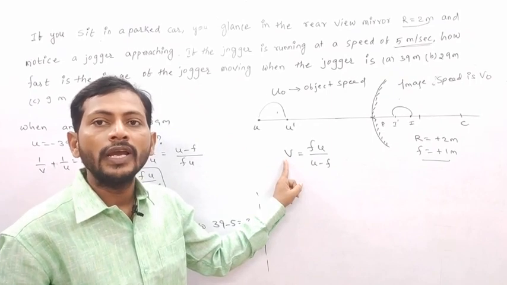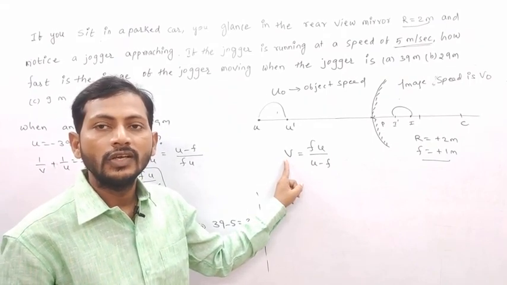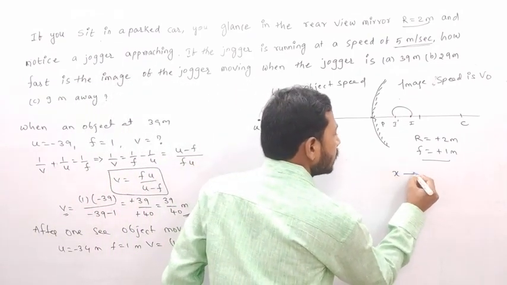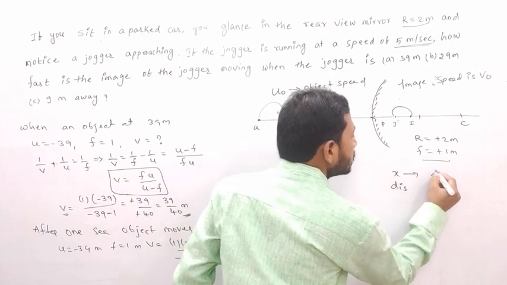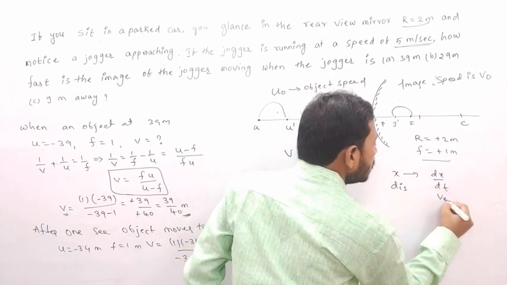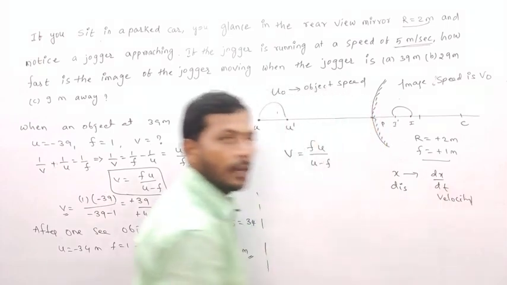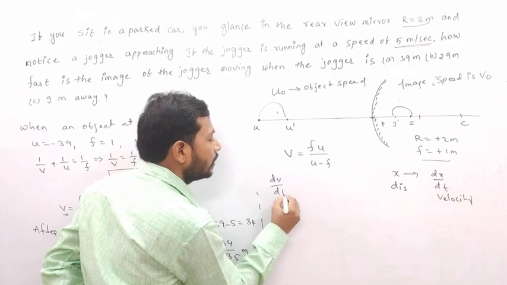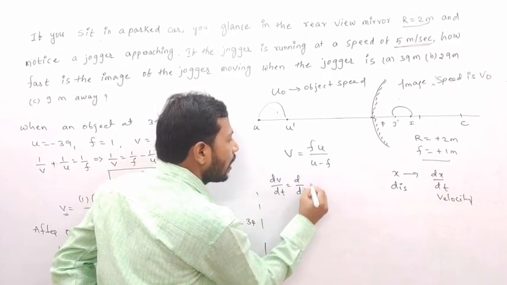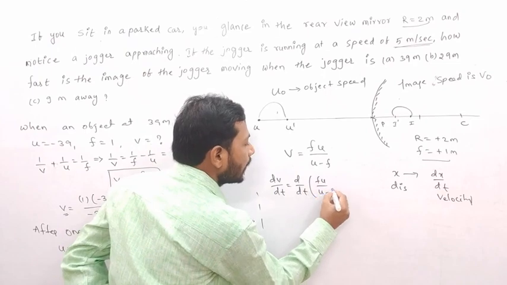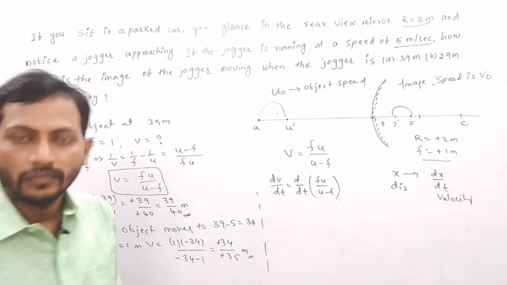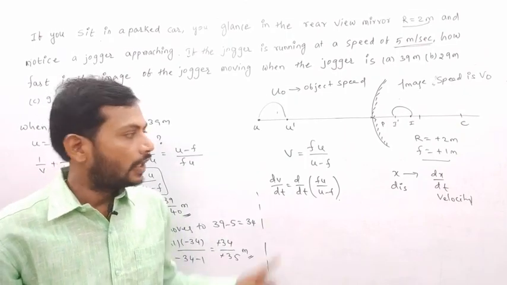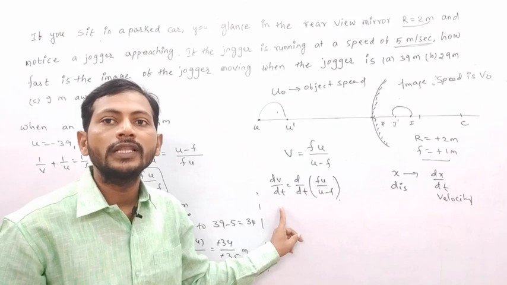Then how am I going to get velocity? You know very well, if for example x is the displacement or position, what is the velocity? dx by dt is velocity, sir. Then I am going to apply the same principle here. I am going to do dv by dt equals to d by dt of fu by u minus f. I hope you understood now. I am going to apply the differentiation of position to get the velocity.